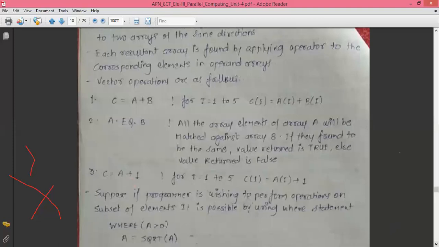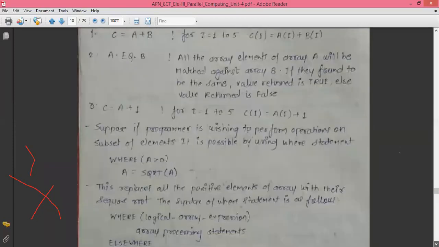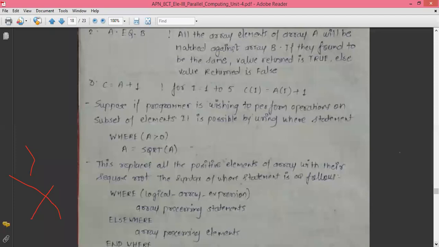Okay, so Fortran 90 is quite a powerful language compared to the parallel programming languages that existed in the past. Suppose a programmer wishes to perform operations on a subset of elements. This is why I'm calling Fortran 90 a powerful programming language, because here is an example.